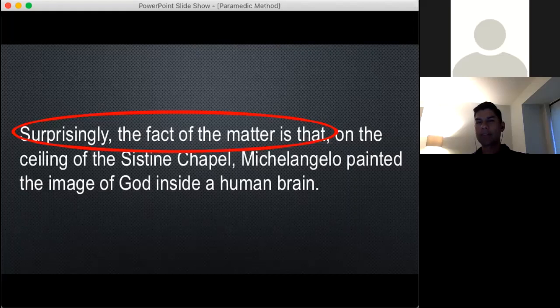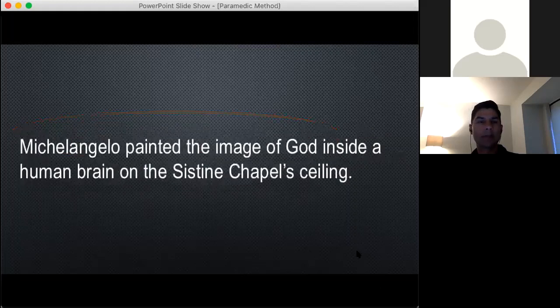Okay, I'm reading some, but you're missing some information. So be careful of omitting information. I think I just saw a correct one. All right, good try. So a revised version could look like: Michelangelo painted the image of God inside a human brain on the Sistine Chapel ceiling. Using possession here.